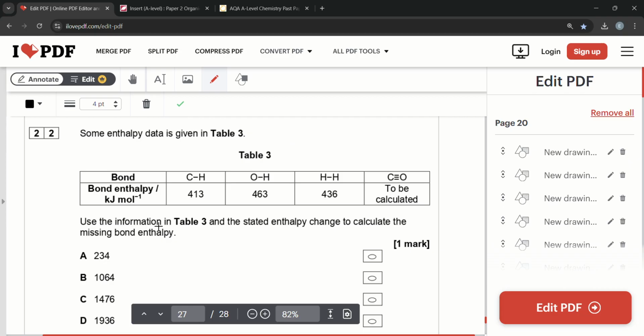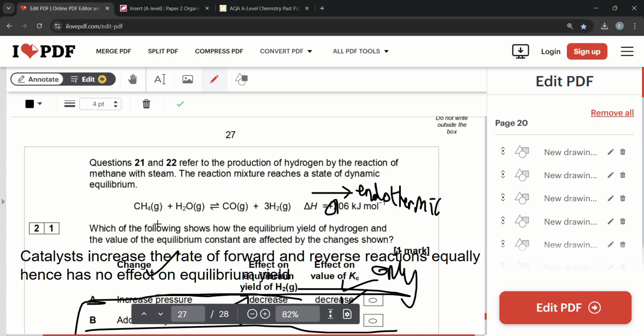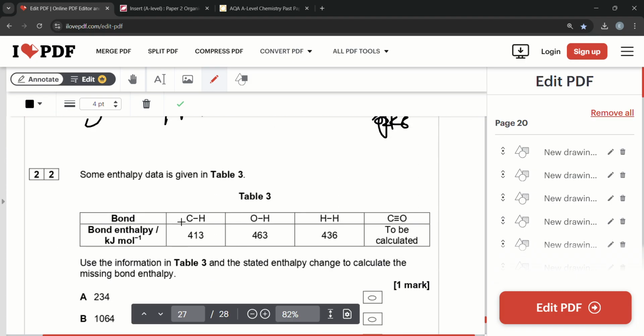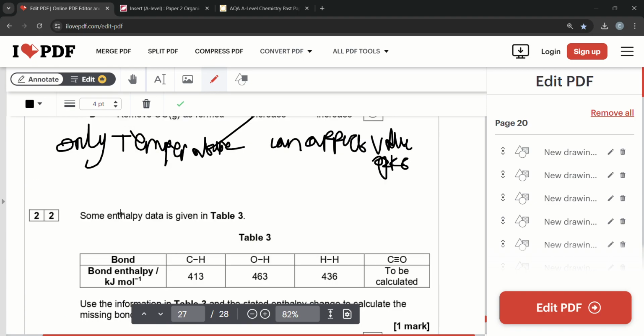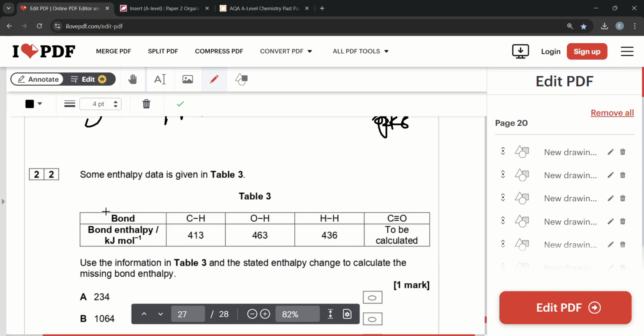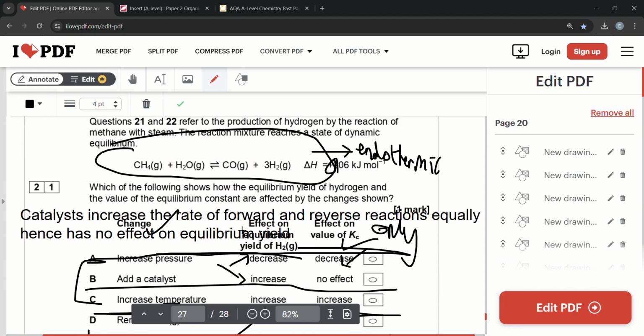Question 22. Some enthalpy data is given in table 3. Use the information in table 3 and the stated bond enthalpy to calculate the missing bond enthalpy. Okay, so we are using this equation. I was a bit confused for a moment. So we're trying to find the missing bond enthalpy of C double bond O. We'll say that's Y.